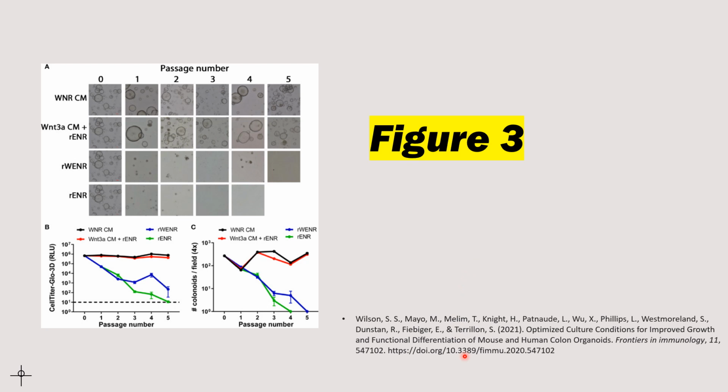Lastly, this figure is from a paper called Optimized Culture Conditions for Improved Growth and Functional Differentiation of Mouse and Human Colon Organoids. And so I really want to direct your attention to this A section of this figure right here. And so what this is looking at is the different medias that these colonoids, so the colon organoids, are able to survive. And as you can see in these rows especially, there was proliferation of the cells, where in other medias there was none; we started with the cells and they decreased. So this is looking at the optimized media to grow specifically these colon organoids.